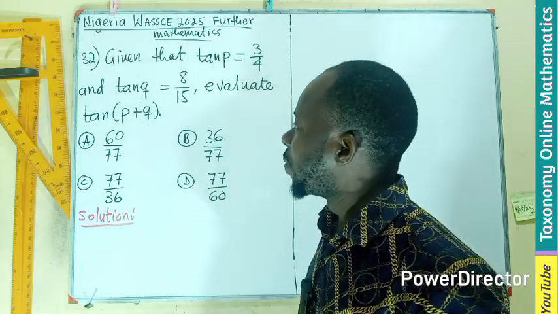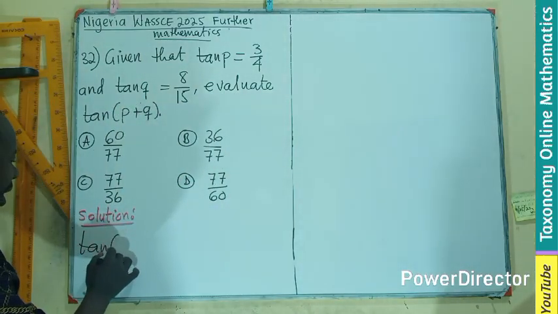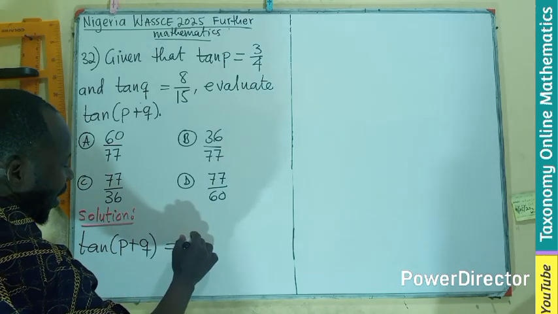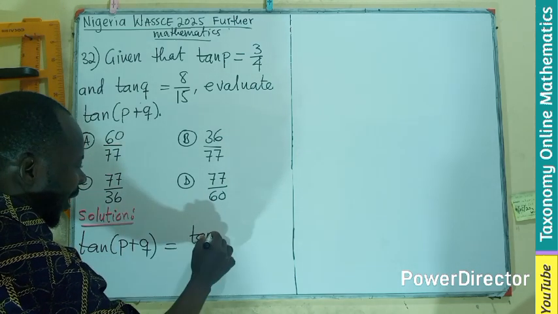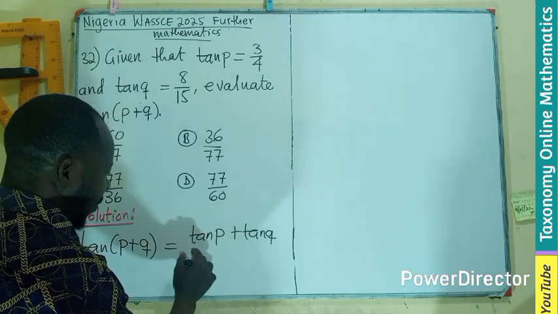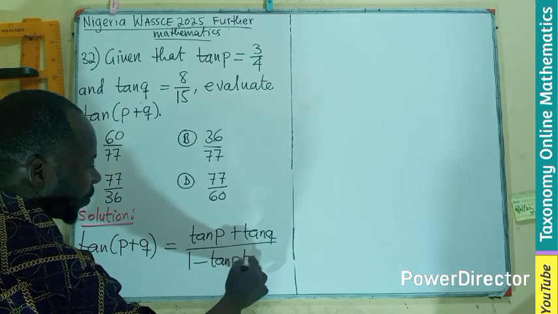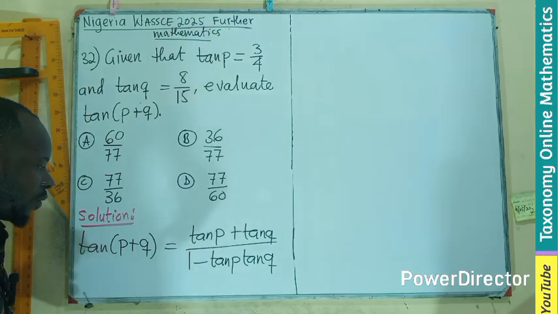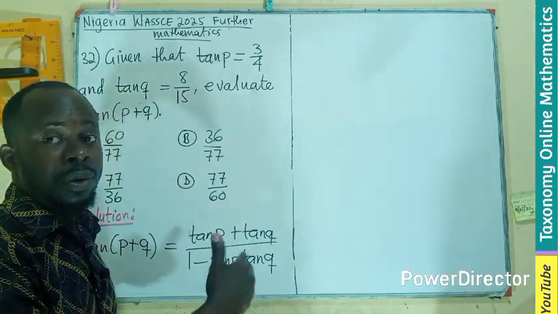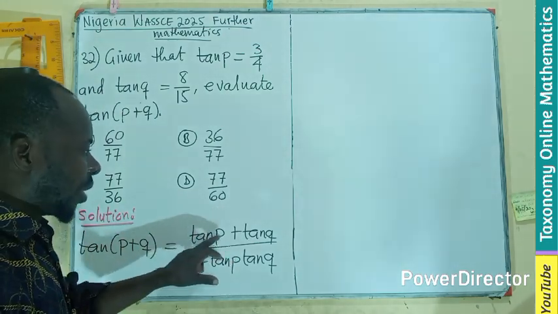This is a compound trigonometric identity, whereby we can just know that tan P plus Q can be expanded as the tan of the first, then the tan of the second, divided by 1 minus tan P tan Q. If you want to know how this formula is generated, you check the playlist on YouTube under trigonometry. So knowing this expansion, all we need is do substitution.